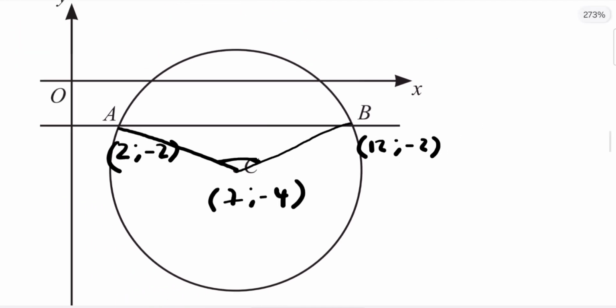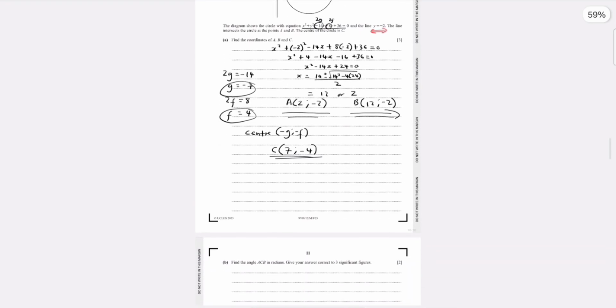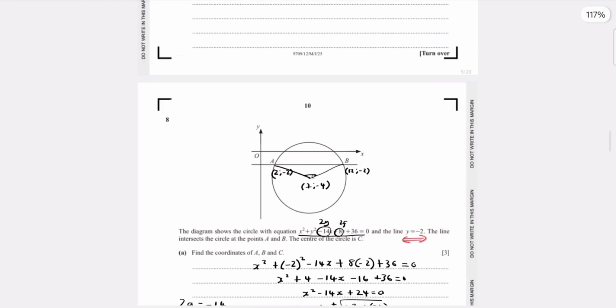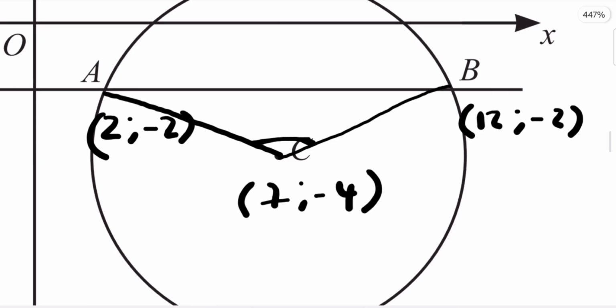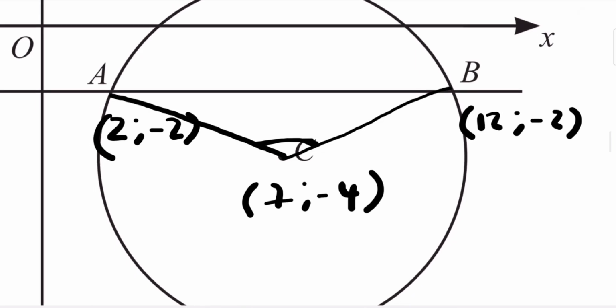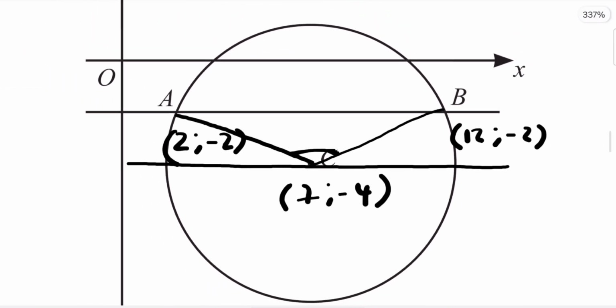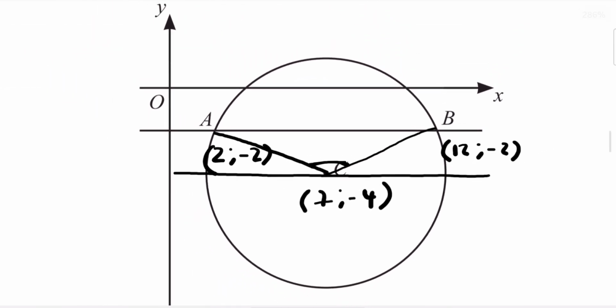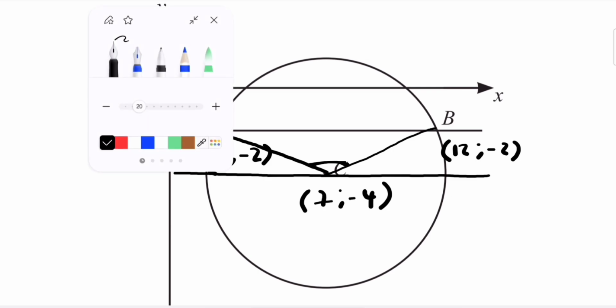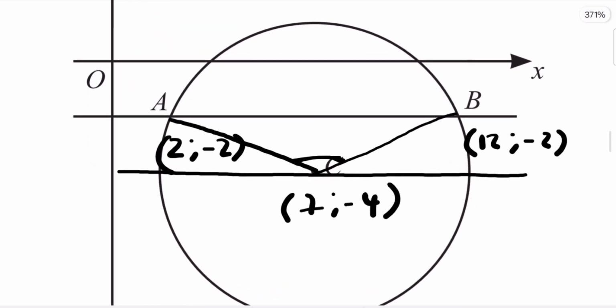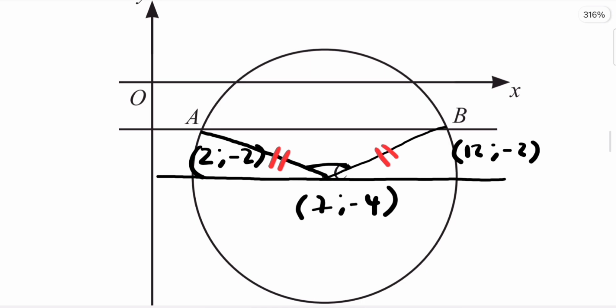Right, and how many marks? 2 marks. So for 2 marks, then we're going to introduce another horizontal line. Yeah, like this. Alright. And now with this horizontal line, we are going to say this part is equal to this part. Right? Because we know that CB is a radius and CA is also a radius, so those two are equal.